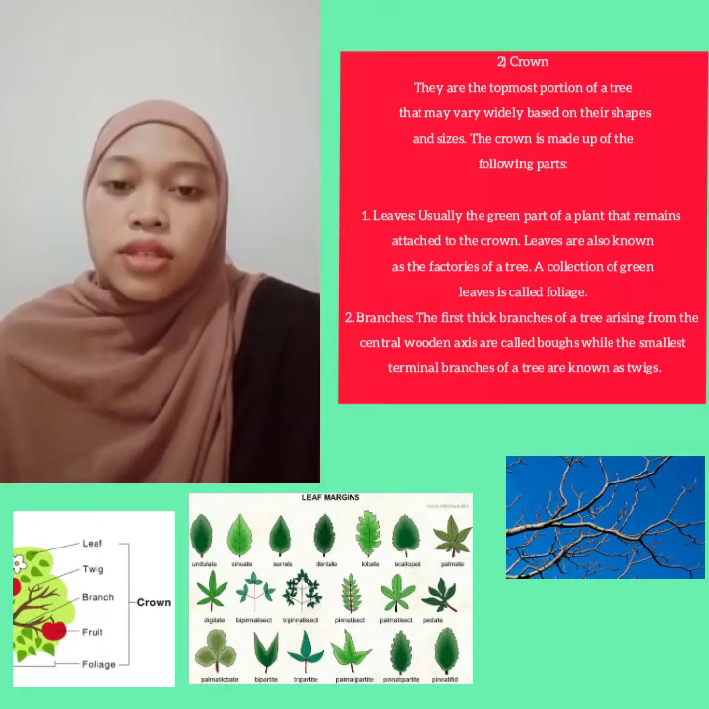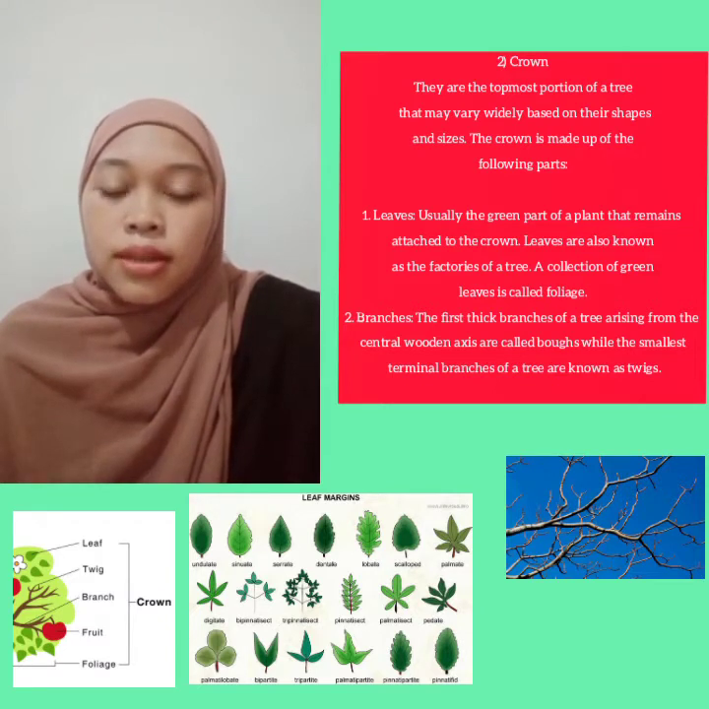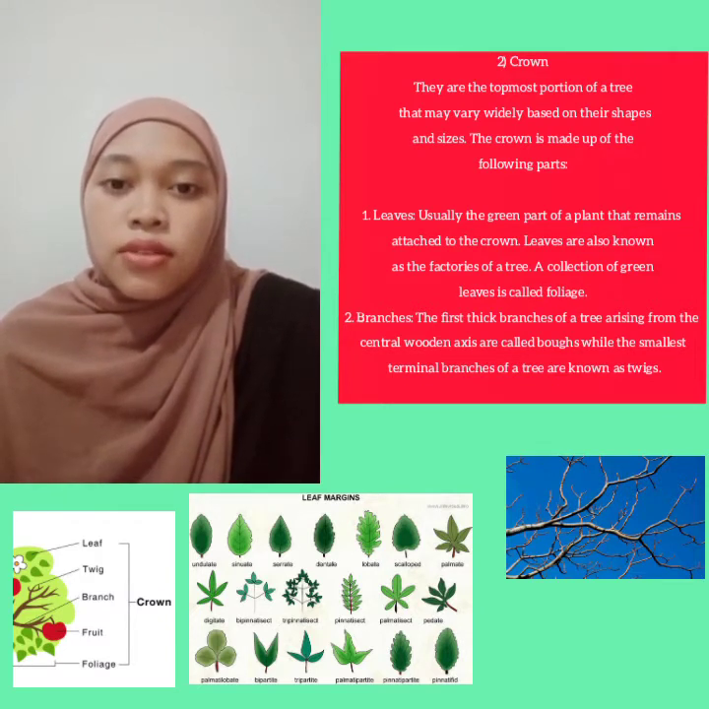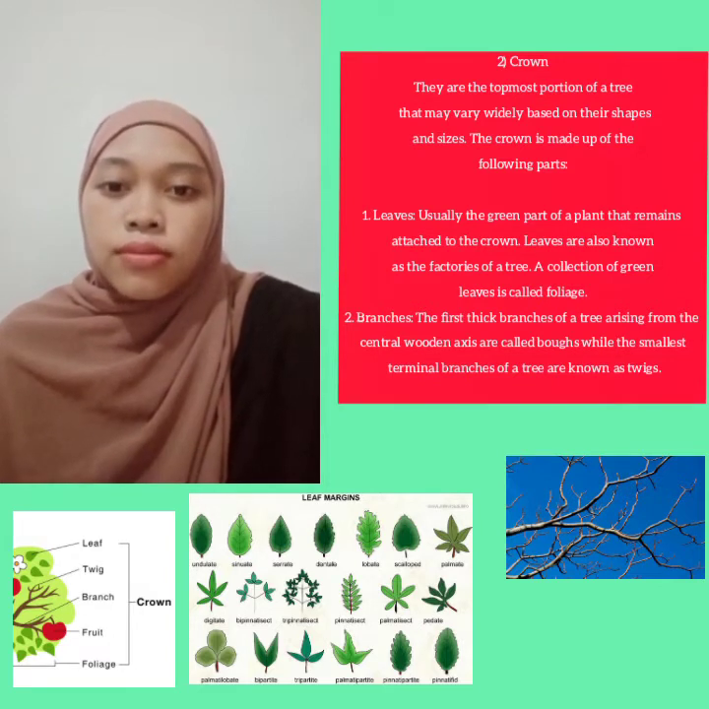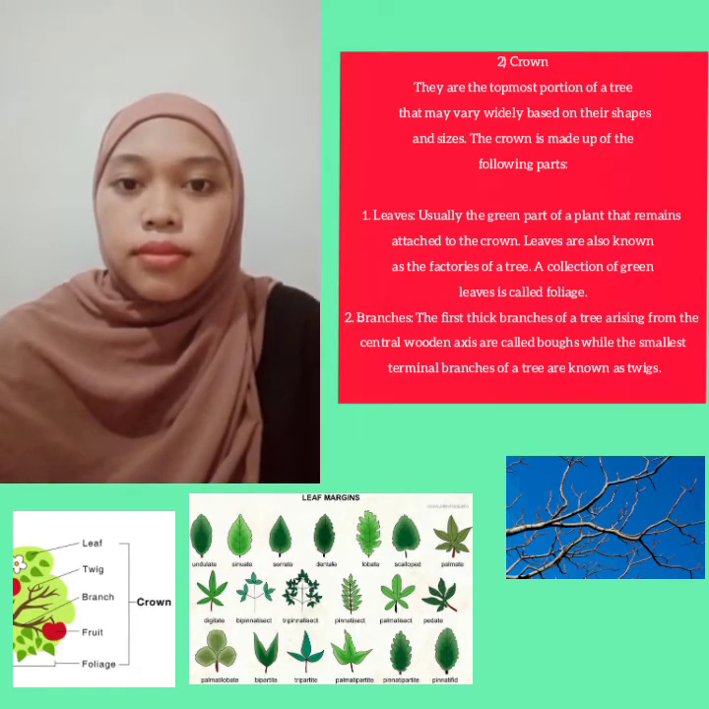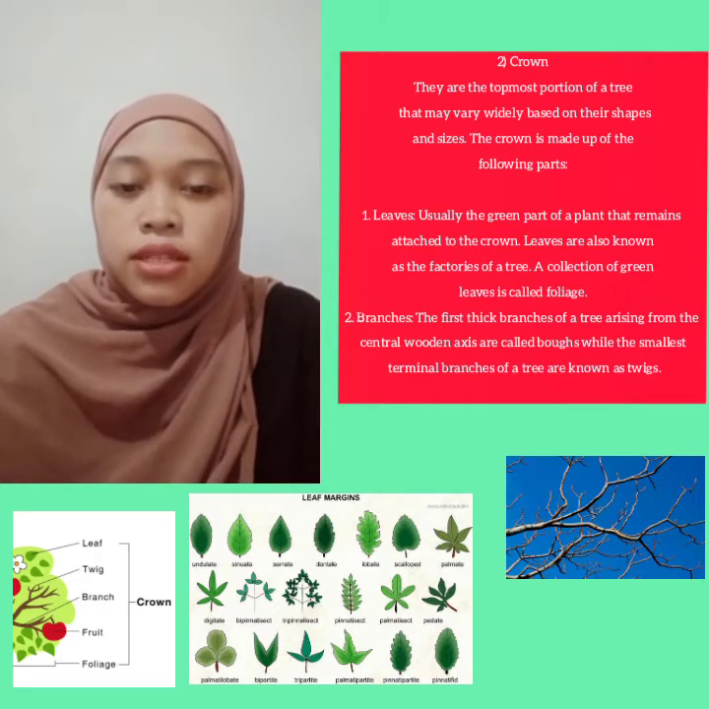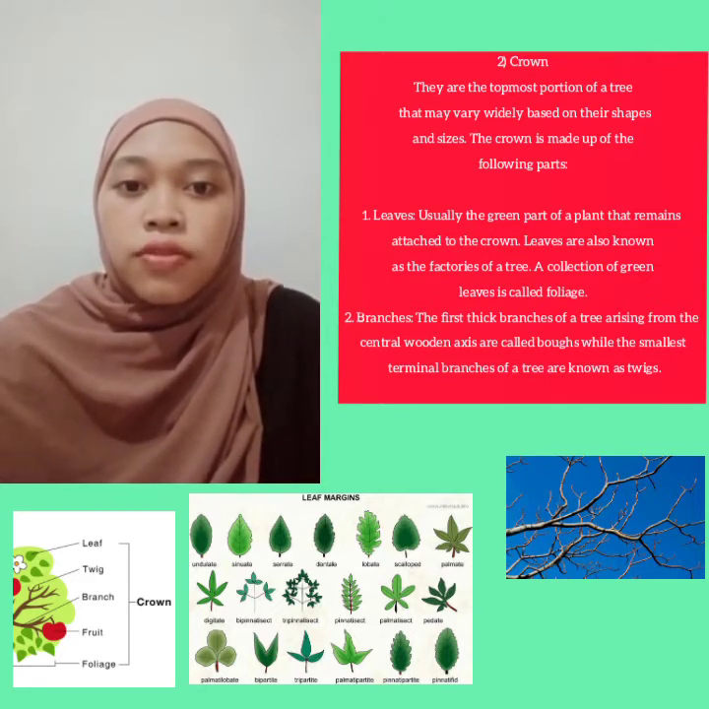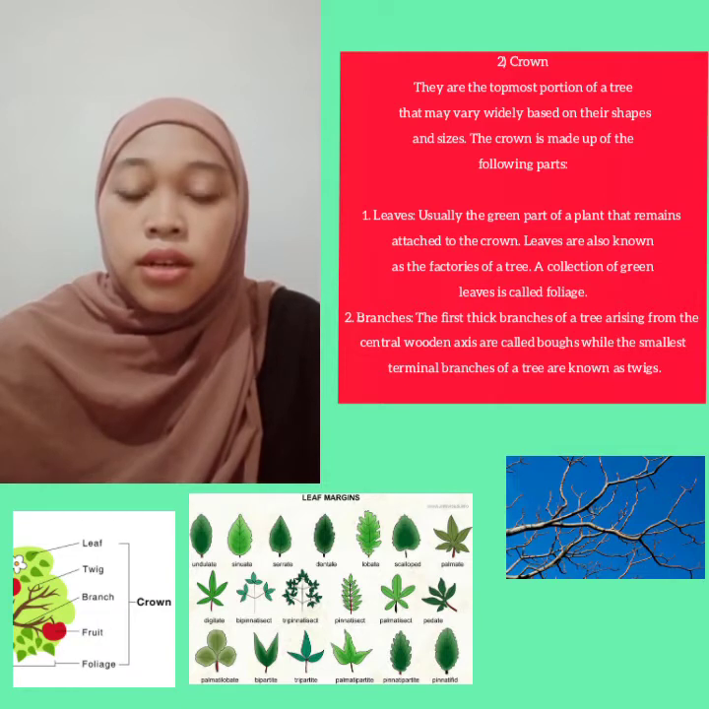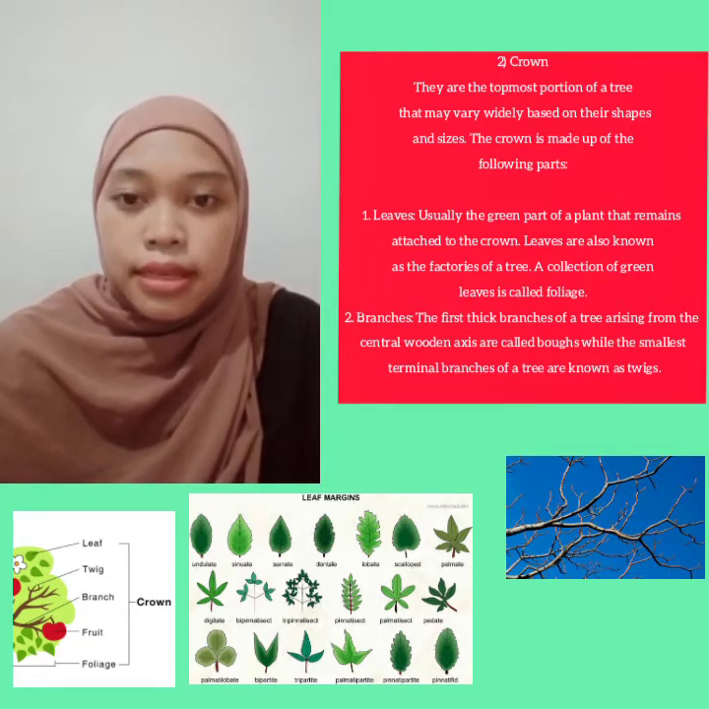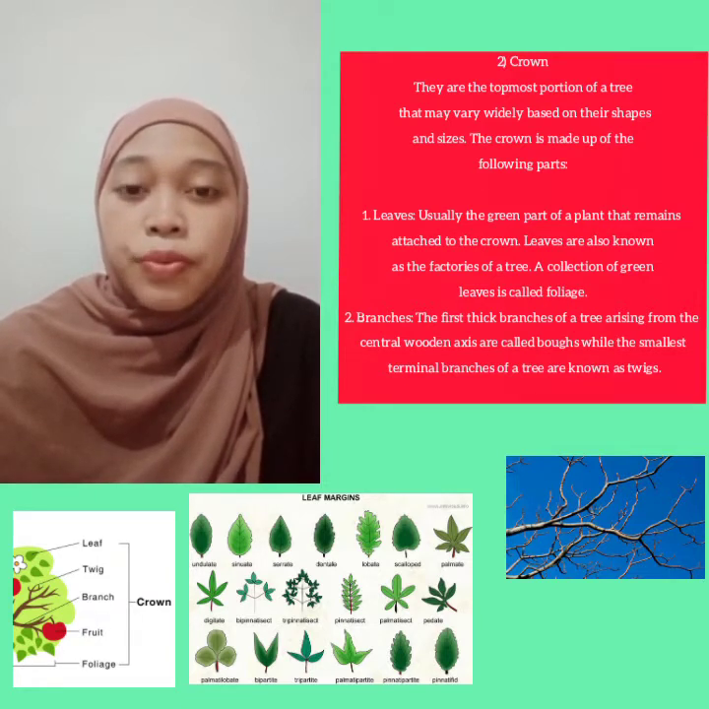2. Crown. The topmost portion of a tree that may vary widely based on shape and size. The crown is made up of the following parts. 1. Leaves. Usually the green part of a plant that remains attached to the crown. Leaves are also known as the factories of a tree. A collection of green leaves is called foliage. 2. Branches. The first thick branches of a tree arising from the central wooden axis are called boughs, while the small terminal branches of a tree are known as twigs.